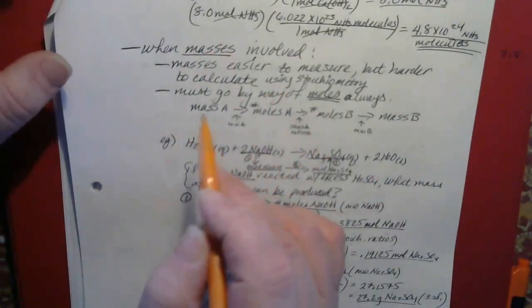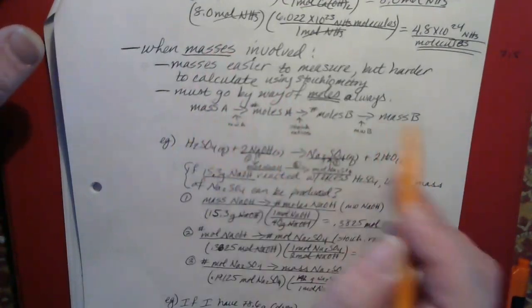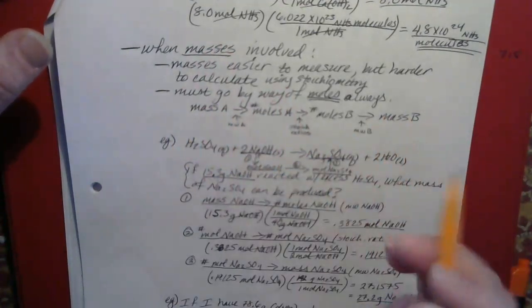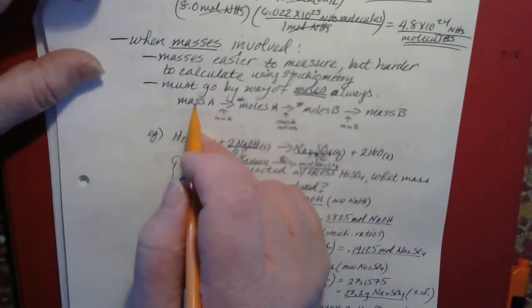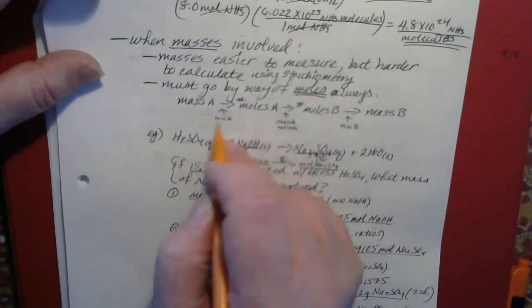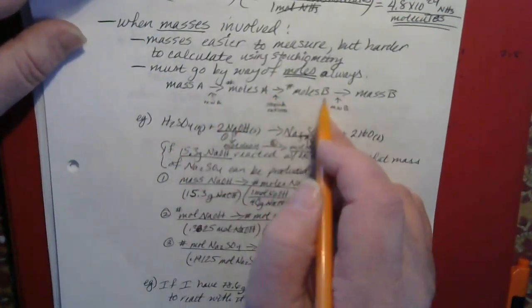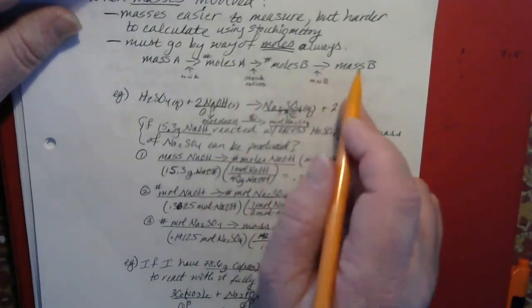So like if you want to go from mass of substance A to mass of substance B in a balanced equation, then what you're going to have to do is go first from mass of substance A to moles of A. And to do that, you use the molecular weight of A. Then you can go to moles of B using the stoichiometric ratios. Then from moles of B, you would go to mass of B using the molecular weight of B.